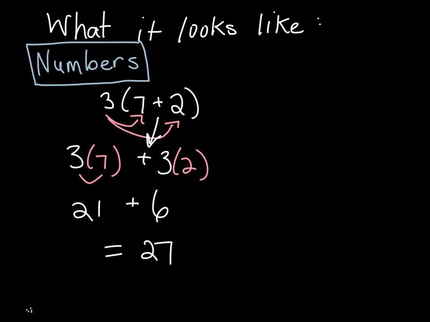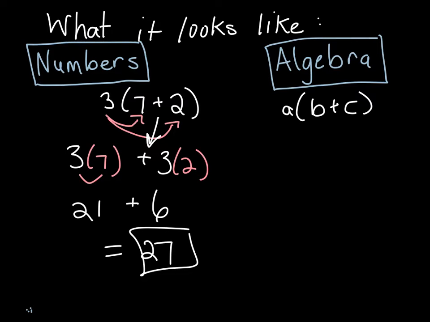So the final answer there would be 27, which is exactly what you would have gotten if you would have added your 7 and 2 together, which is 9, times 3, which is 27. And again, we're not abandoning order of operations here. You're going to see lots of examples in this chapter of why we would break a number apart to look like this and be able to use the distributive property.